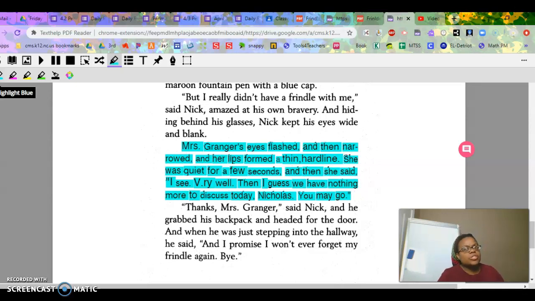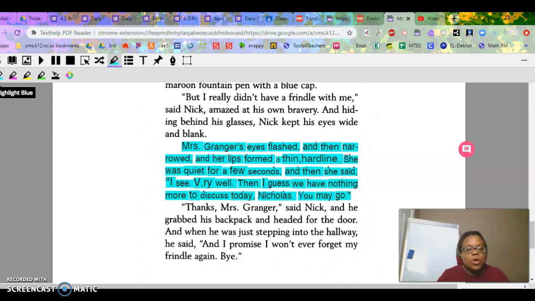And so Mrs. Granger is not even toned in her feelings. If you remember, Nicholas has described her eyes before and how they turn up to full beam to show when she's upset. So her eyes flashed and then they narrowed. That means narrow means her eyes got smaller. So instead of her eyes being wide open, her eyes are narrow and she's looking at him.